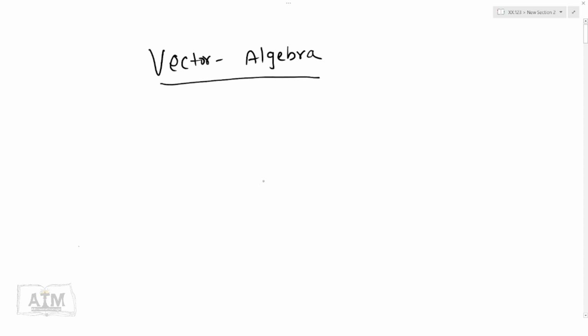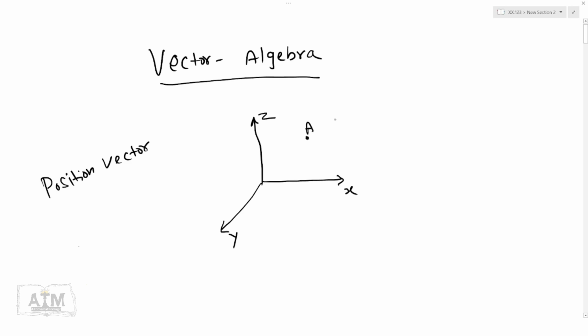In vector algebra, let us draw the three axes here, x-axis, y-axis and the z-axis. We got the three axes here. Now, in vector algebra, the very first technical word is position vector. So what is position vector? A point here, point A.